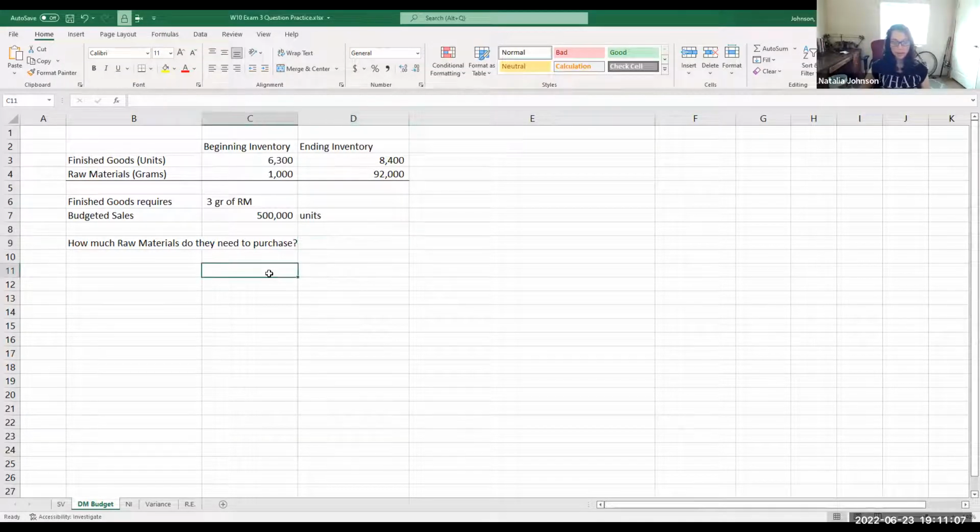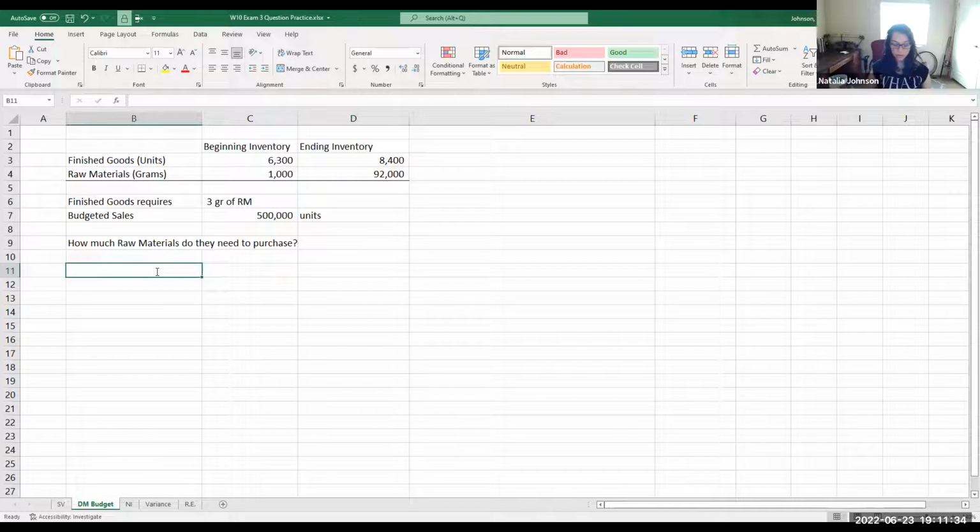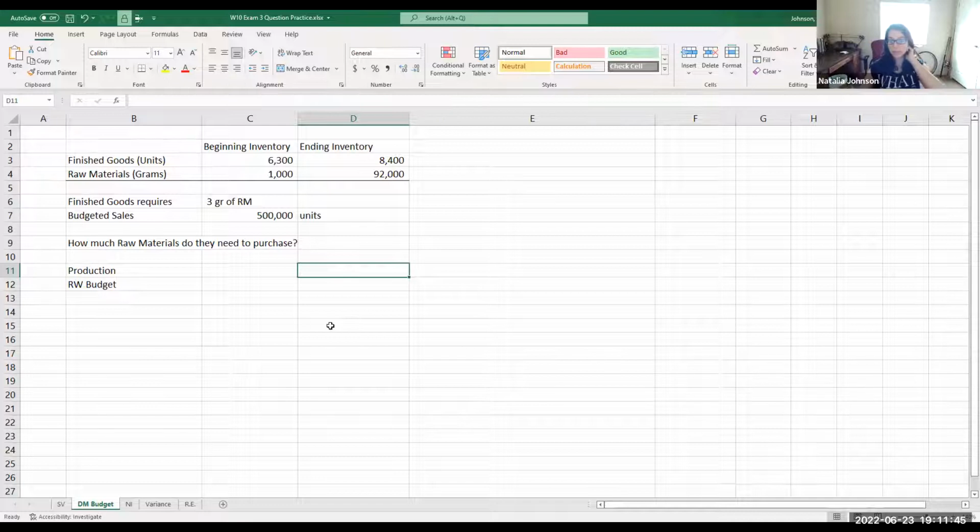Okay, let's solve this one all together. If they're asking how many raw materials they need to purchase, do you think we need to do just the raw materials budget, or do we need to do more than that? We first have to find out how many finished good units we need to make. Right, so we need to do the production budget first, and then the raw materials budget. And the production budget comes from the sales units.